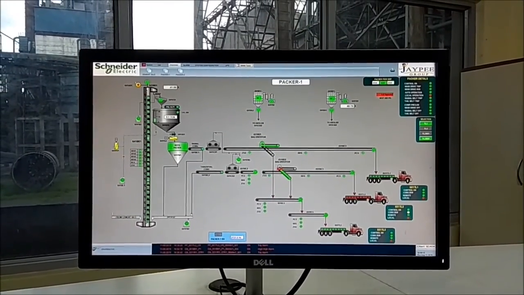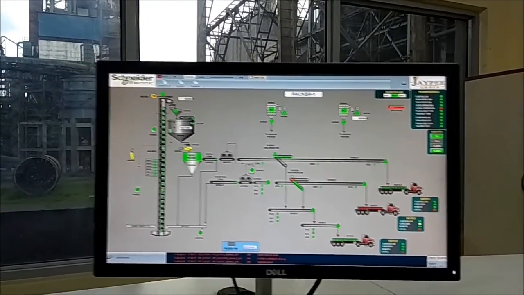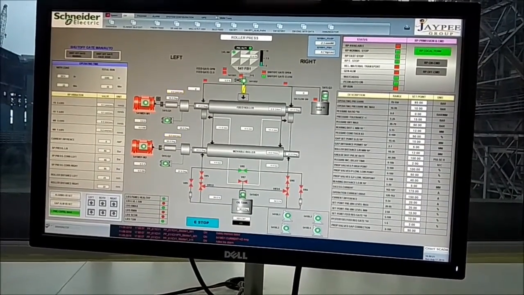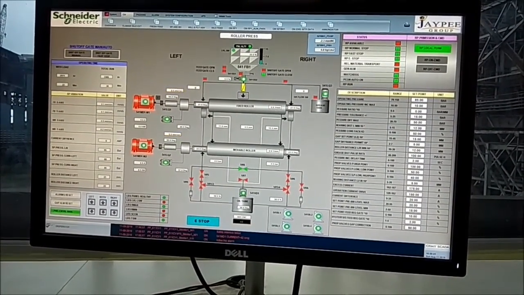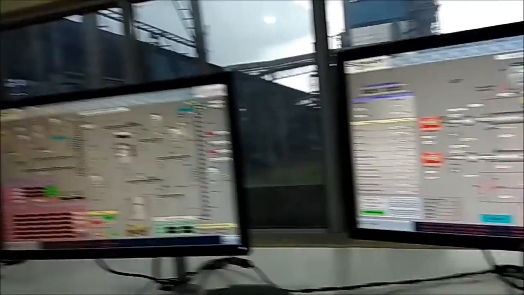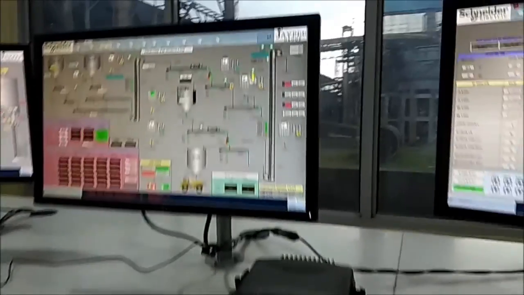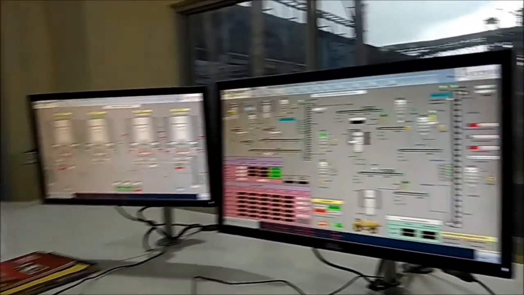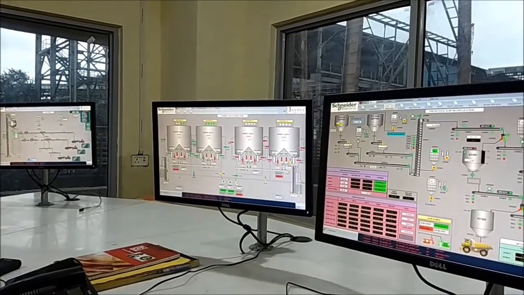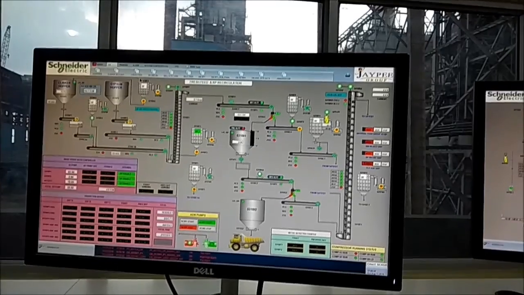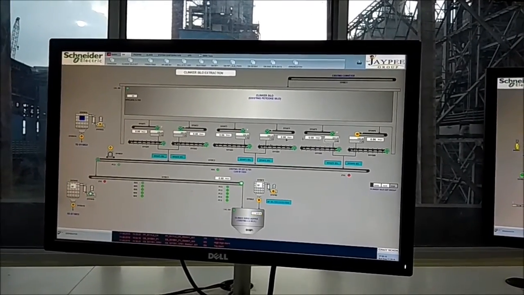You see on the screens, these are different units of the cement processing plant. See, this is a clinker silo. So the spans are there, aprons and then scrappers, and then there's a belt.